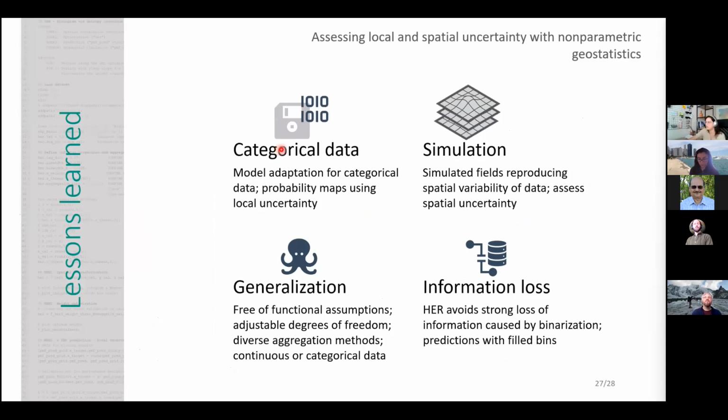And besides the generalization properties we have seen, now we adapted HER to handle categorical data, this contamination maps, their classification maps, and to obtain probability maps. And it was additionally extended to simulate fields to reproduce the spatial variability of the data set here with the simulation. So in relation to indicator kriging, HER has shown to be a unique tool for estimating non-parametric distributions, avoiding strong loss of information caused by data binarization, which is a process that needs to be done for indicator kriging. As we have seen, by using the same amount of data, HER could nicely fill the bins of the predicted distributions without the need of extra assumptions or extra data, which would be required by indicator kriging here.